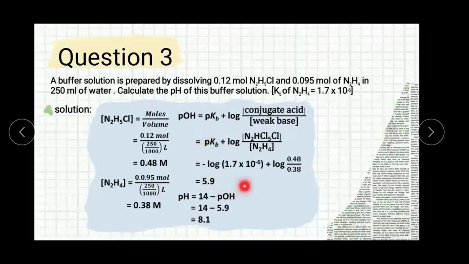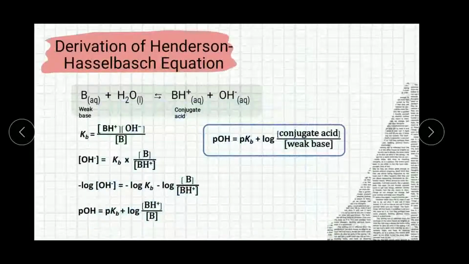But this is just a pOH. We need to find the pH. So pH equal to 14 minus pOH, so the pH equal to 8.1. If we look at page 6, we can see the derivation of the Henderson-Hasselbalch equation. This is the derivation of the equation that we just used in question 3.